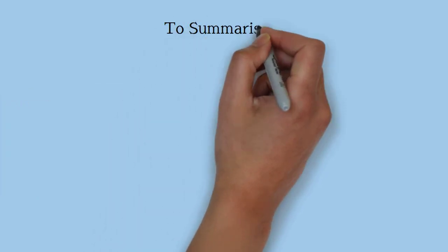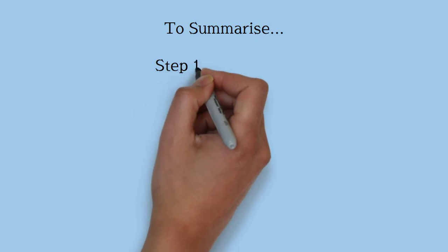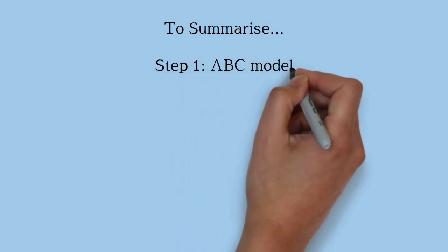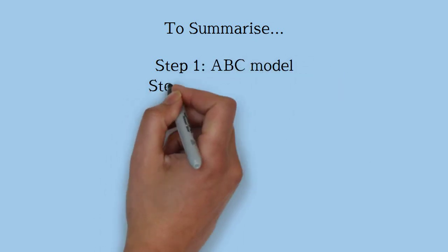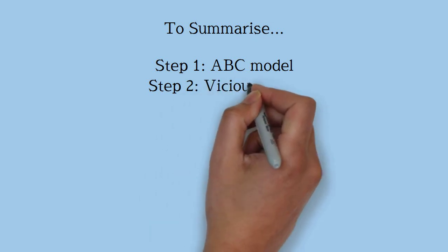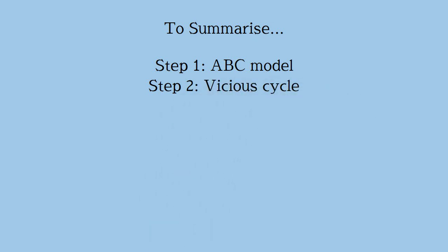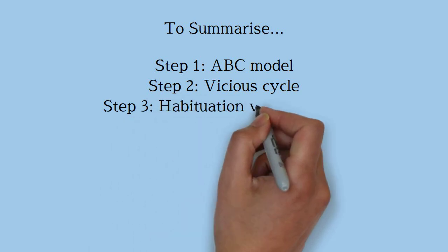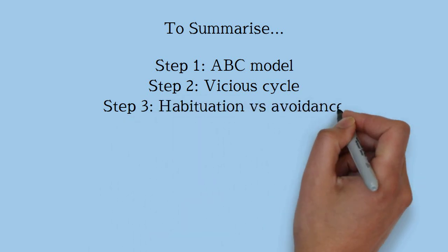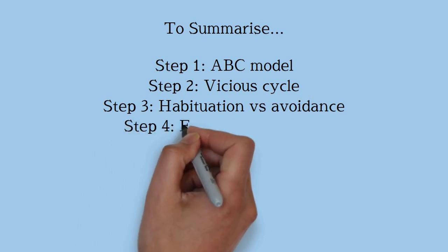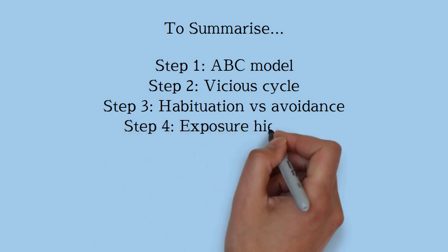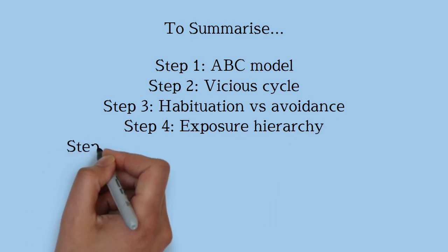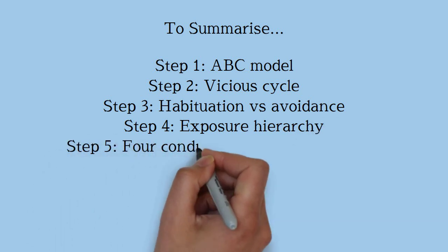We've now covered the full graded exposure intervention, but before we finish, let's summarise the key steps that we've discussed today. Step 1 is to discuss the ABC model and socialise the patient to CBT. Step 2 is the vicious cycle of avoidance and how to break this cycle. Step 3 is introducing the patient to the concept of habituation and how it's different to avoidance. Step 4 is supporting the patient to complete an exposure hierarchy. Step 5 is a discussion of the 4 conditions of exposure.